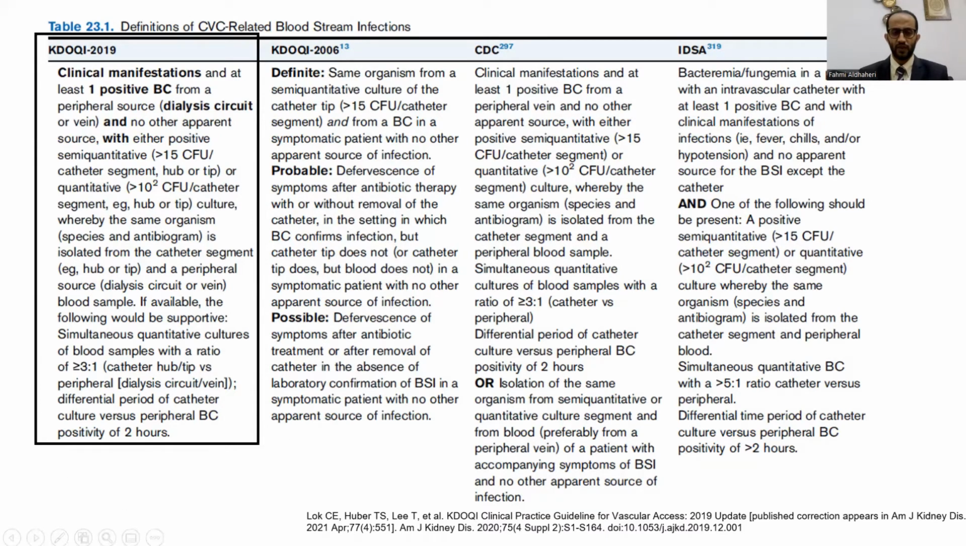So let's simplify the definition. You should have clinical manifestation first. Then you have at least one positive culture from 2 sources: from a peripheral source, which is the dialysis circuit or vein, and a positive culture from the catheter with the same organism, and you rule out other causes.